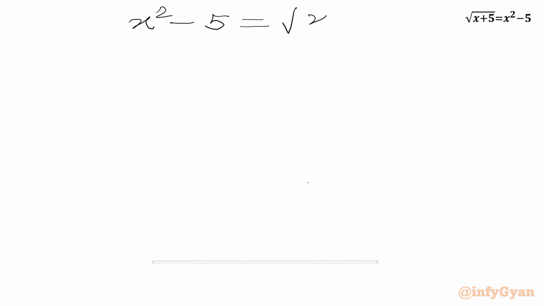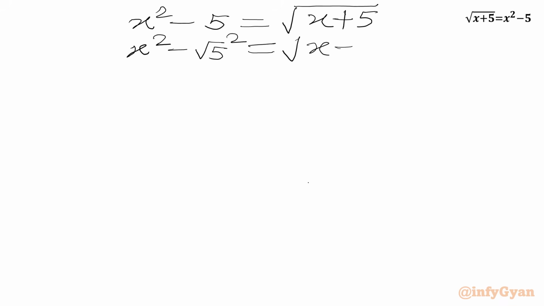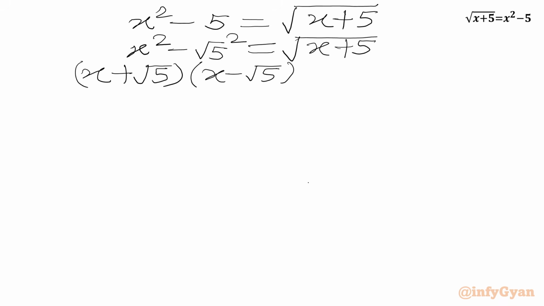So for this I need to write our equation x² − 5 = √(x + 5), which we can write as x² − (√5)² = √(x + 5). Using the difference of two squares formula, we will get (x + √5)(x − √5) = √(x + 5).